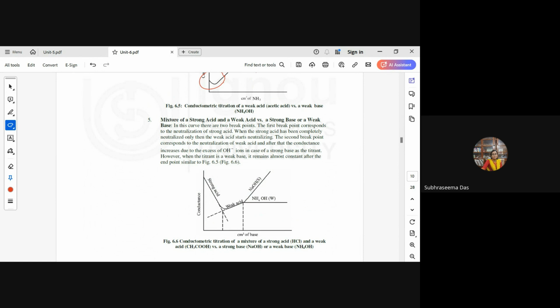Now what happens if we take a mixture of a strong acid and a weak acid versus a strong base and a weak base?